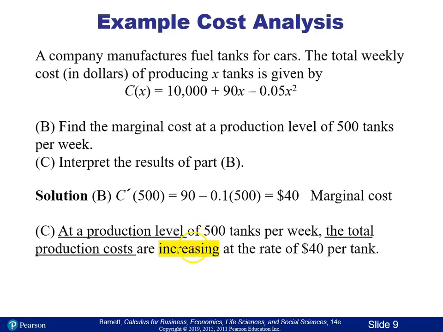Okay, so as far as what I want you to be able to write, it doesn't have to be word for word, but it should have the same intent. So you need to state your production level. So at a production level of 500 tanks per week, the total production costs, because we're talking about cost here, total production costs are increasing. Our marginal cost was positive, so we know it's increasing at the rate of $40 per tank. Okay, so that would be the type of interpretation I would want you to be able to give.